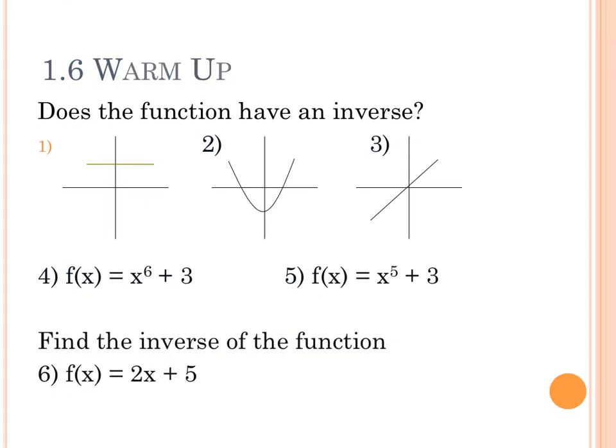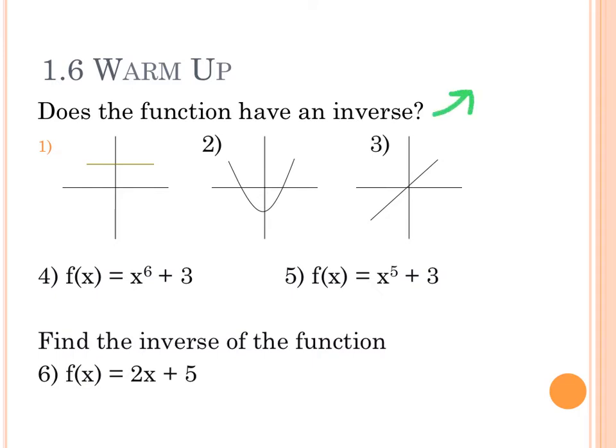Okay, 1.6 was our inverse functions. So the first thing we talked about is if a function is 1-to-1, it has an inverse. If it's not 1-to-1, it doesn't have an inverse. And we talked about 3 different ways of discovering if it's 1-to-1. One of the ways is from a graph. So what's your test to figure out if something is 1-to-1 or if it has an inverse?